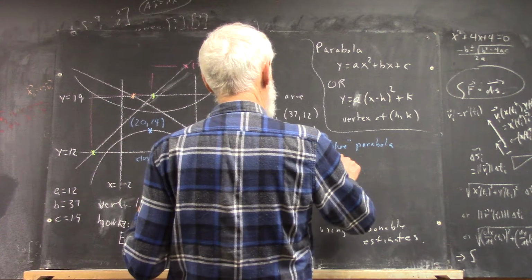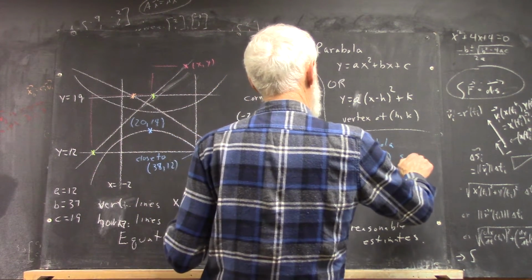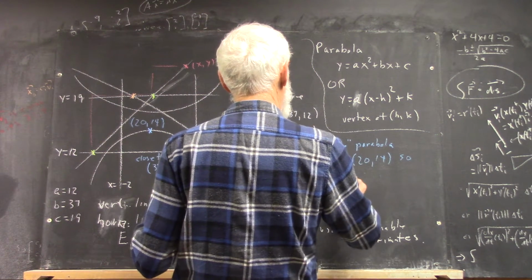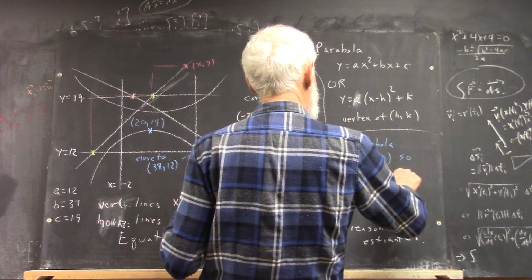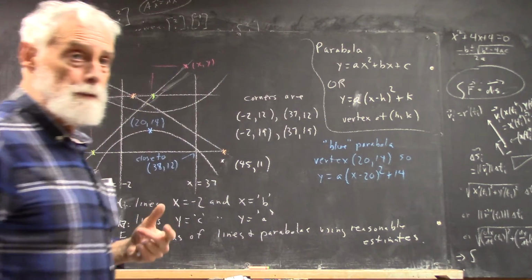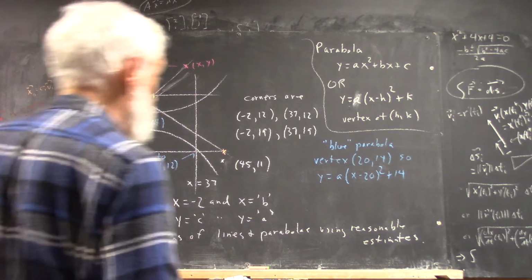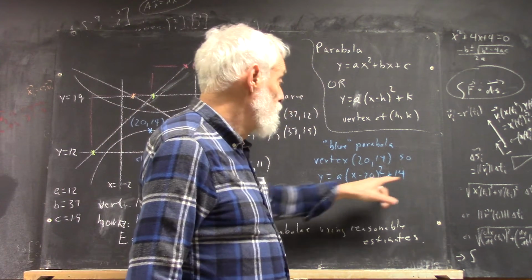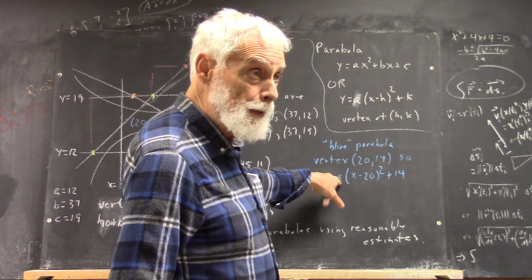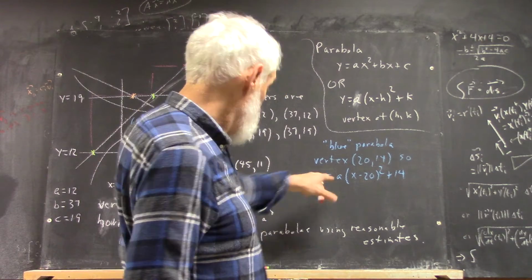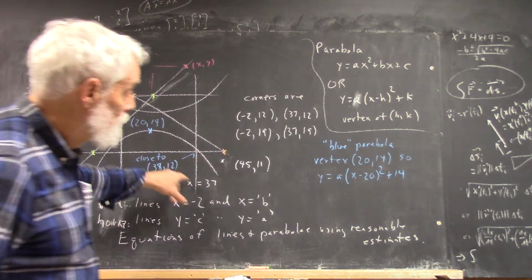The vertex is (20, 14), so y equals a times (x minus 20) squared plus 14. And that's very easy. You see, this is a horizontal shift and this is a vertical shift. You have a vertical stretch factor of a, and you don't know what that is, and you're going to find that by plugging in the coordinates of this point and solving for a.